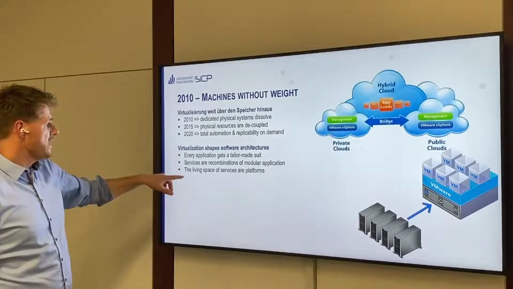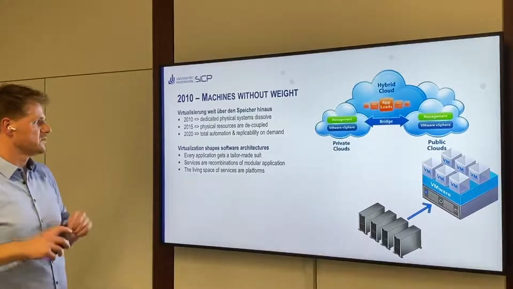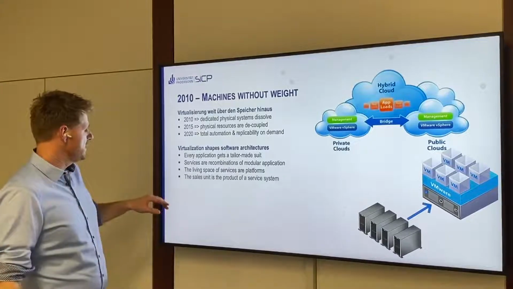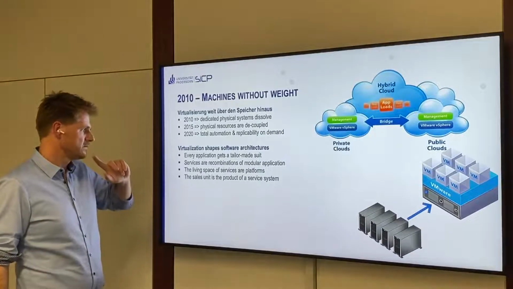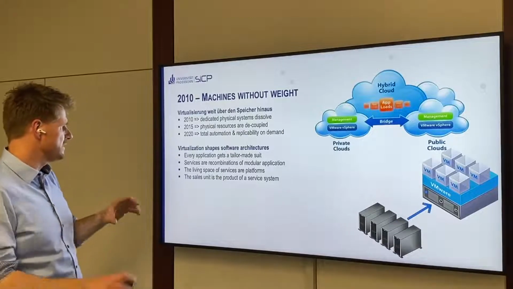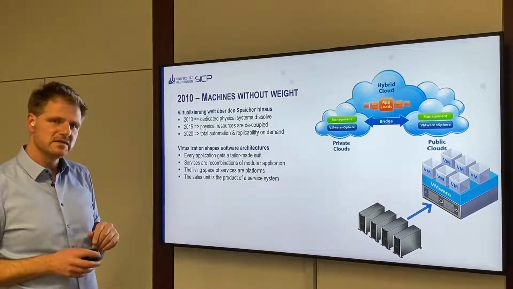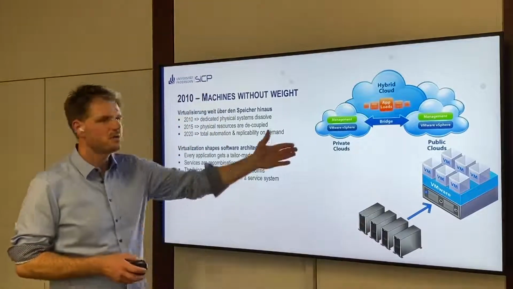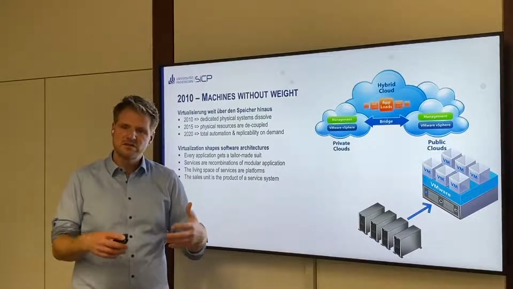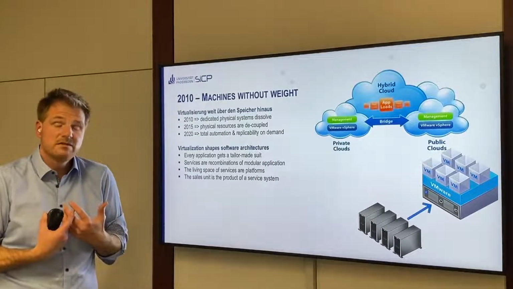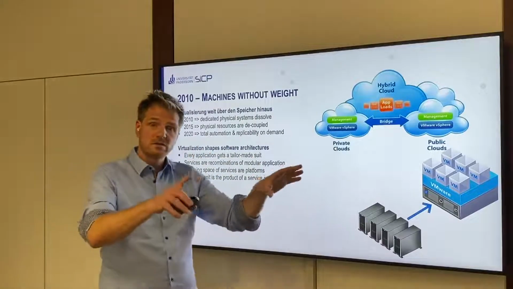That means that the living space of services is now platforms. At the end, the sales unit, the product of the service, is not the physical layer anymore. It's the outcome of the service, because it's demand driven. Only the outcome is what I'm interested in, not the way it is constituted.